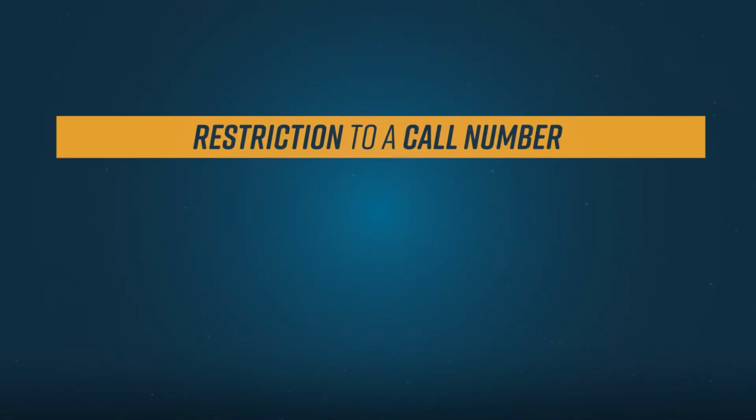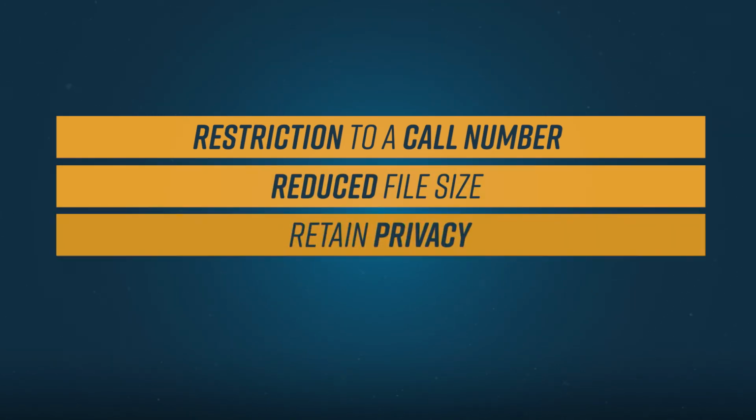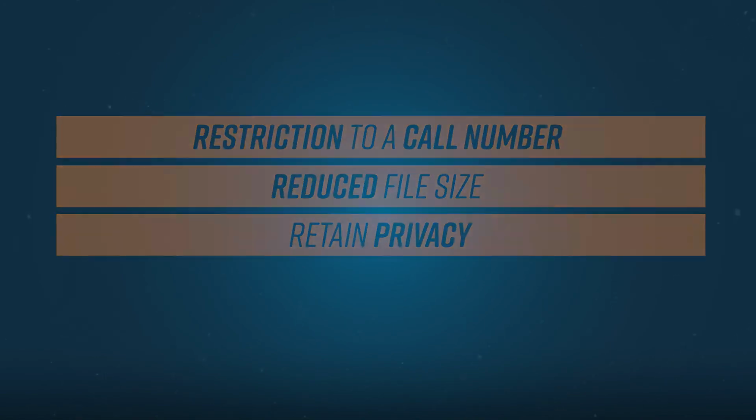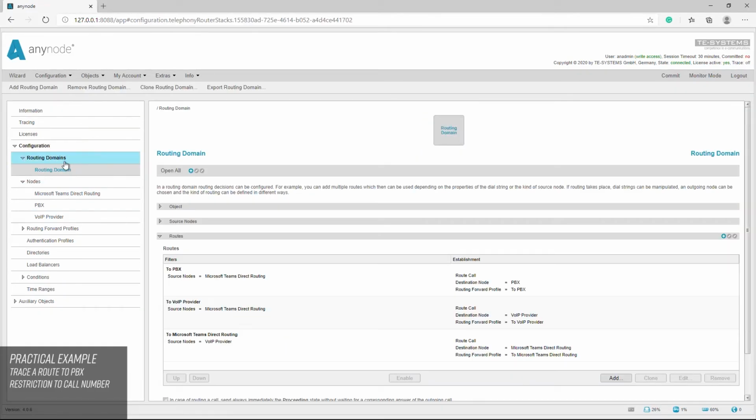For a practical test, we would like to show an example in which the trace is restricted to a specific phone number. As already mentioned, this greatly reduces the file size and all other dialed connections in the company remain hidden. In our example, we want to record the connection from Microsoft Teams Direct Routing to the PBX when the number 790 is dialed. In our example, this number is a technician's test PBX phone.